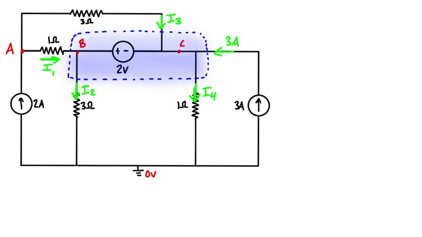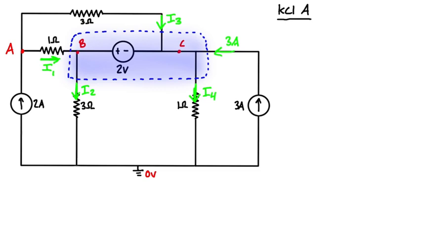And then the supernode equation is just the relationship between B and C. So basically C is just 2 volts less than B, or B is 2 volts higher than C. So that will become the supernode equation. But let's get started, I guess, writing the KCL at A expression.